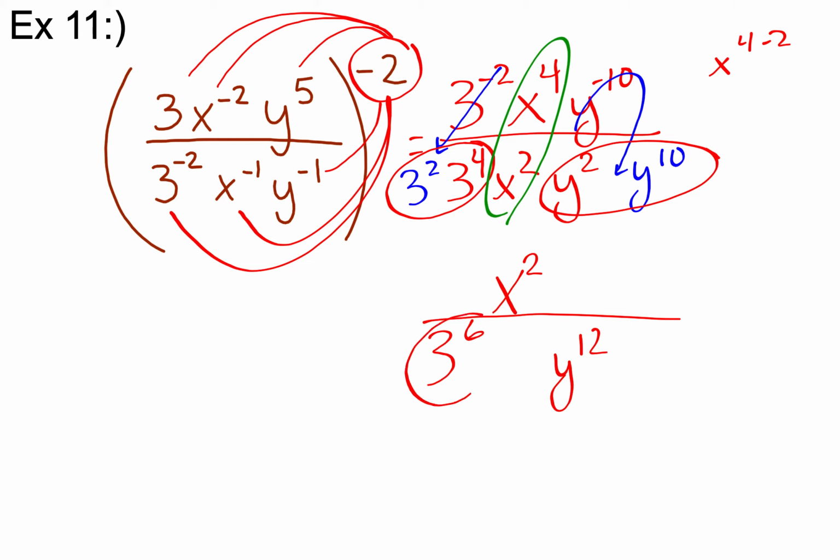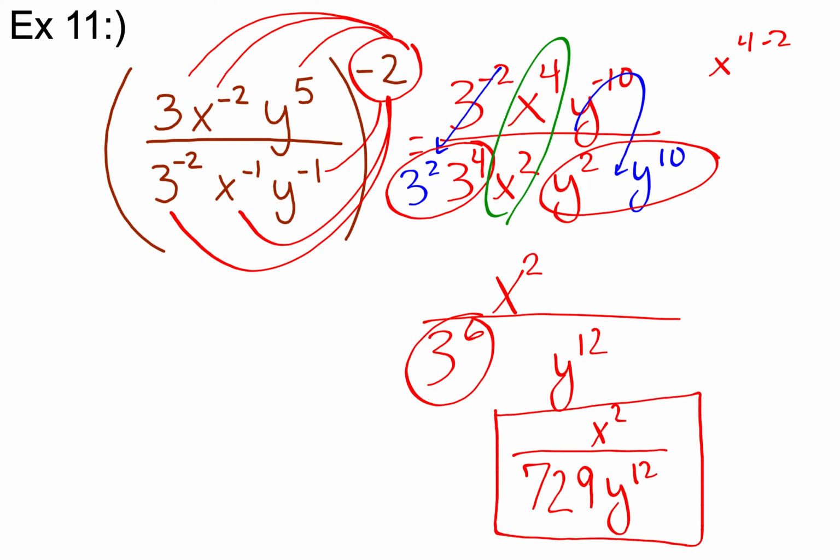The only thing we might do is do 3 to the 6th power, which would be, what is that, 729? I'll double check that with my calculator. I believe it's 729. It is 729. So this is x squared over 729 y to the 12th as the final answer.